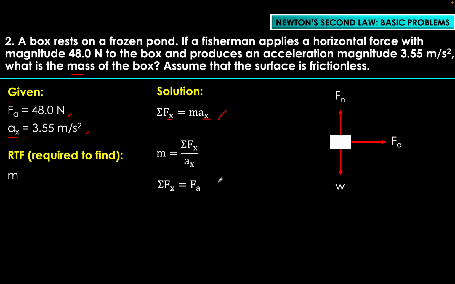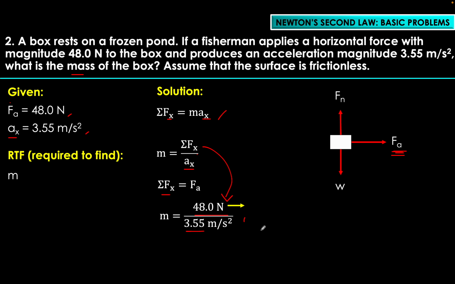Next, take note of the fact that we only have a single force acting along x, so the applied force in itself is automatically the net force along x because it's just alone. There's nothing to add it up with. Okay, substitution. Since the net force along x is nothing but the applied force, that would be 48.0 newtons divided by the acceleration of the object, so that's 3.55 meters per second squared.